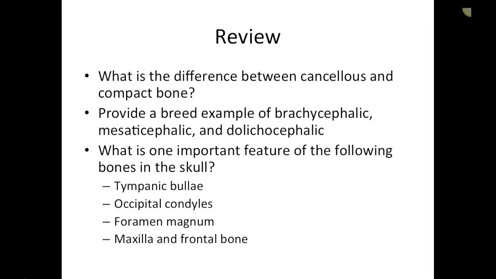Okay, a little bit of a review. What is the difference between cancellous and compact bone? Provide a breed example of brachycephalic, mesaticephalic, and dolichocephalic type head shapes. What is one important feature of the following bones in the skull? And that's the tympanic bullae, occipital condyles, foramen magnum, and maxilla and frontal bone.